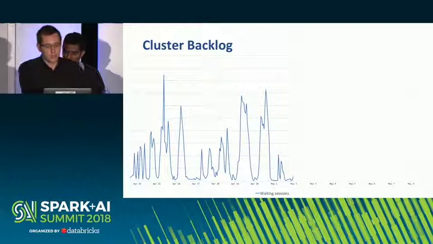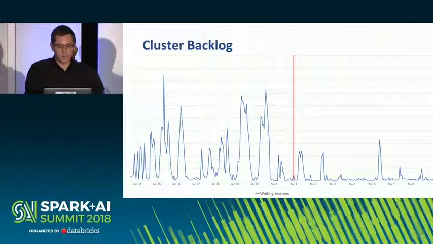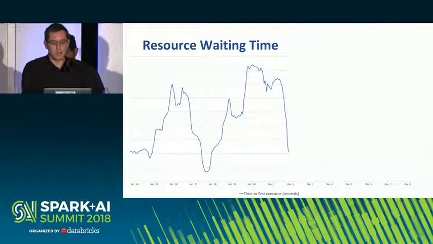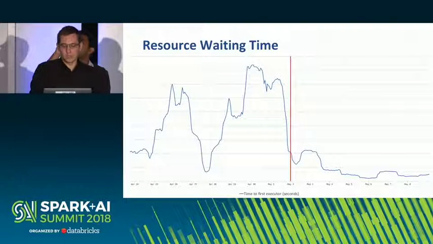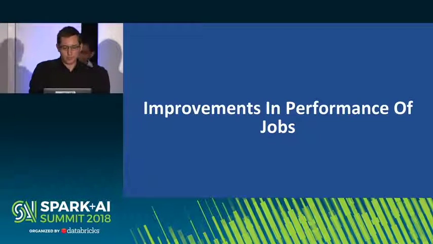Cluster backlog. This is the number of sessions which are waiting in the queue for the resources. And this also improved for us significantly. And a similar graph for the resource waiting time. This graph shows how much time a job was waiting for the first executor to be allocated. And this time went down as well. And we also had some improvements in the performance of jobs.